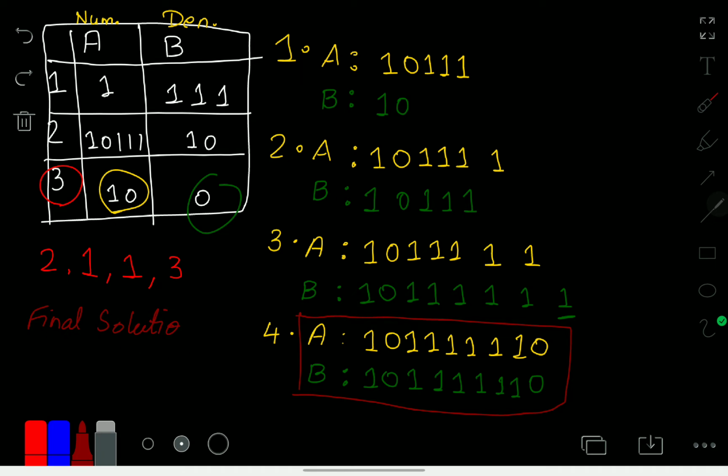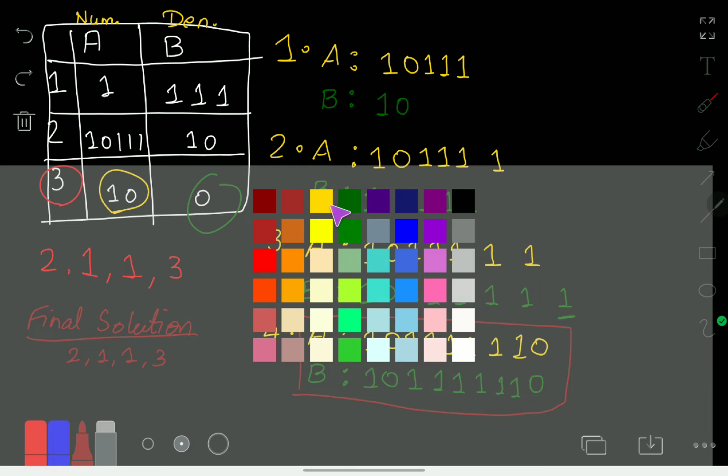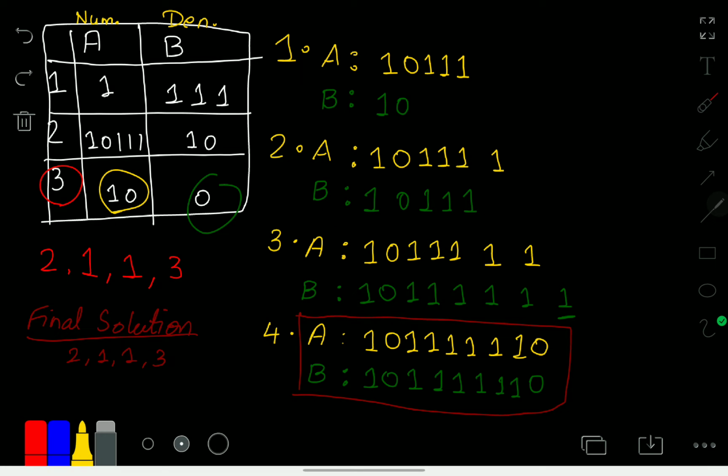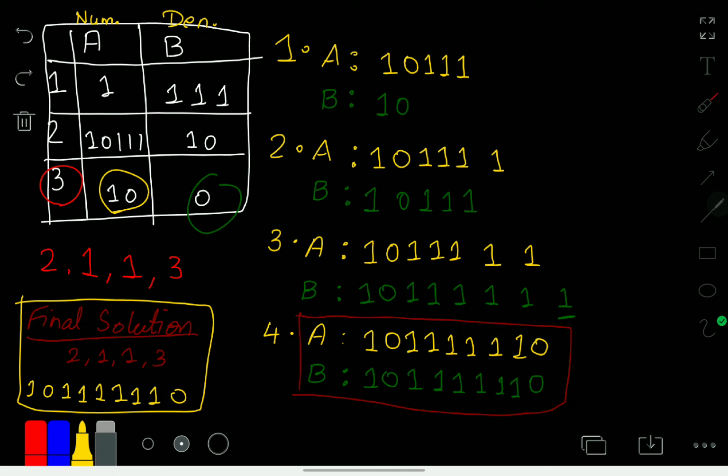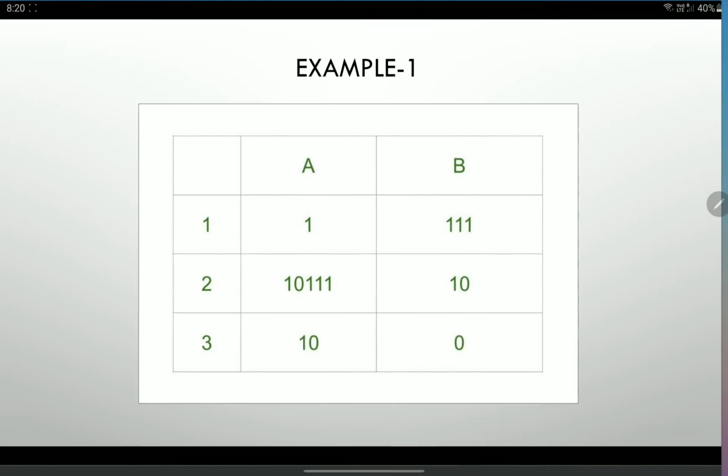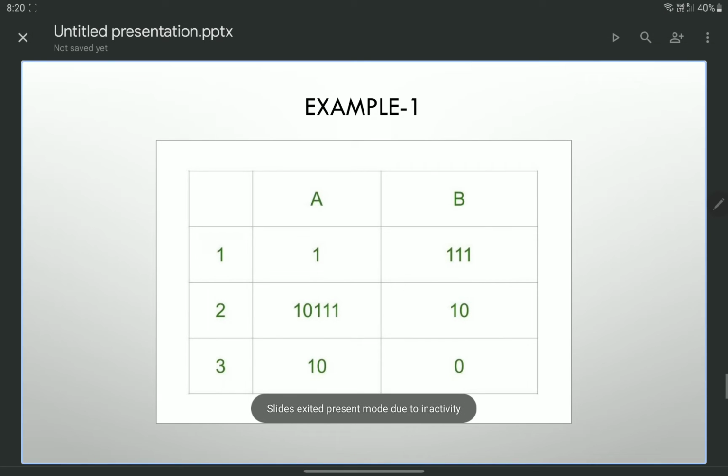So our final solution is the order in which we have to arrange the tiles, that is 2, 1, 1, 3, and the string that we get in both the numerator and denominator is 101111110. This is the answer for the first example, and we found that the final solution for it is 2113.